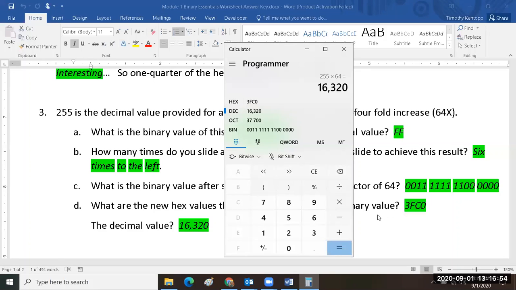I just had a quick question, Professor Kantop. I realized that for the answers you have, every four digits you have a space. Is that what's expected of us when we're giving the answer? That's a wonderful question. See how in the calculator it's got an extra space in between?